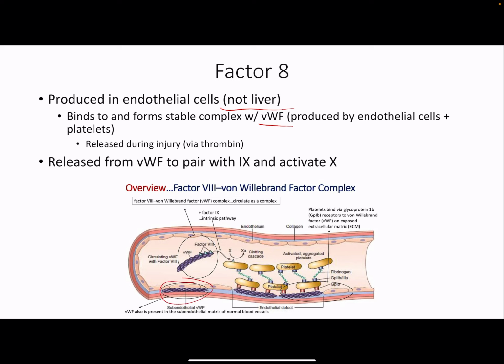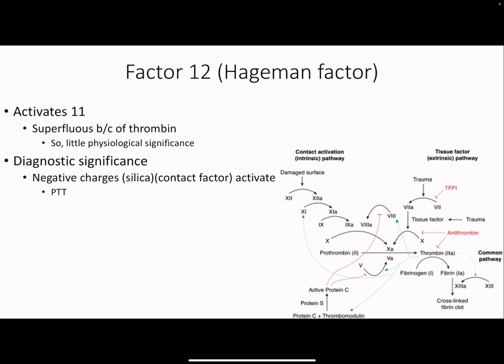Some of it will be subendothelial, but some of it is just floating through the bloodstream, and it is complexed with factor VIII. Again, von Willebrand factor plays a role in platelet adhesion and platelet aggregation, but also has a role here in the coagulation cascade.